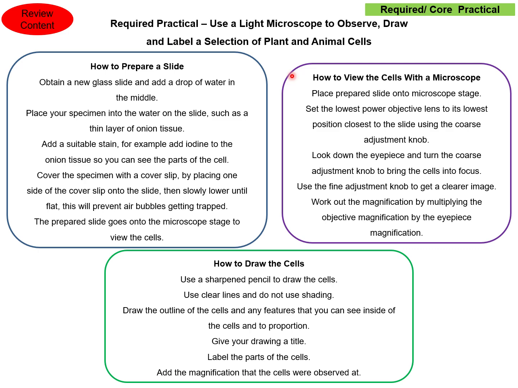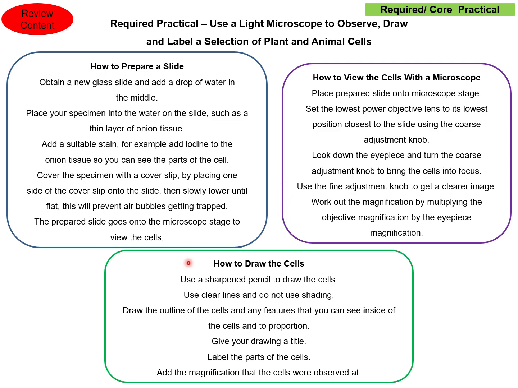Set the lowest power objective lens to its lowest position closest to the slide using the coarse adjustment knob. Look down the eyepiece and turn the coarse adjustment knob to bring the cells into focus. Use the fine adjustment knob to get a clearer image. Work out the magnification by multiplying the objective magnification by the eyepiece magnification.